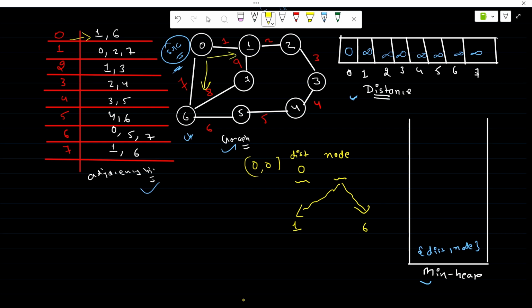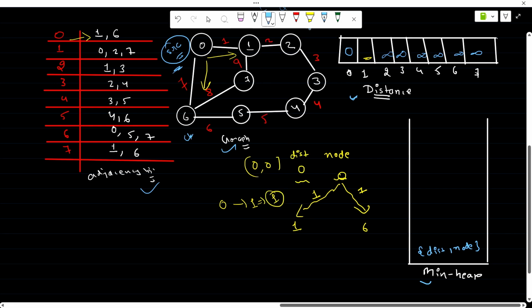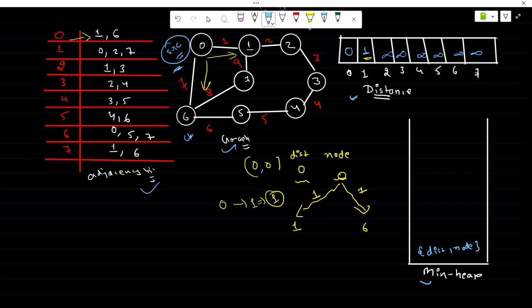Now from 0 to 0 the distance is 0. From 0 to 1 the cost will be 1, and from 0 to 6 the cost will be 7, right? Now if we go from 0 to 1, the distance is 1, but the current distance is infinity, so we have to update it because we got the minimum distance. Yes, we got the minimum distance, so we update it with 1. As we update, we put it into the priority queue with the distance 1 and the node 1.